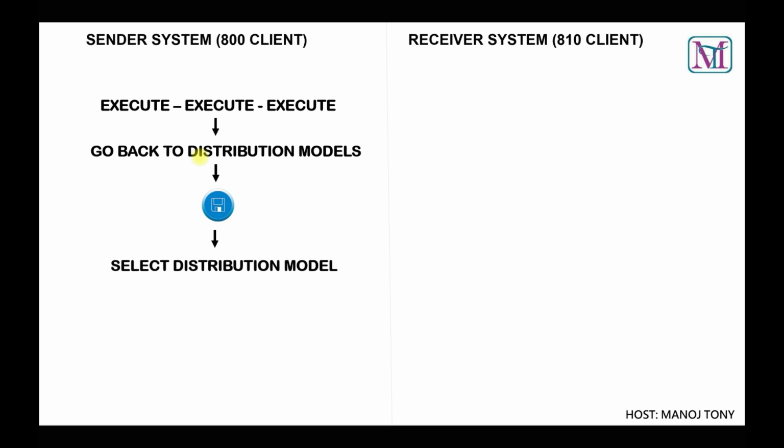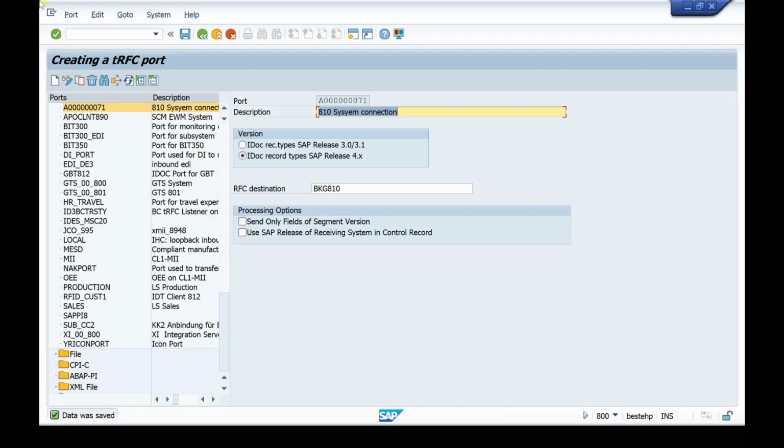Then select distribution model, click on edit model view, and we have to distribute it. So why we have given the step over here, you can make a note. In the system I will show you, but through this PPT we can make a note. Now we'll go to 800 client, which is the sender system.